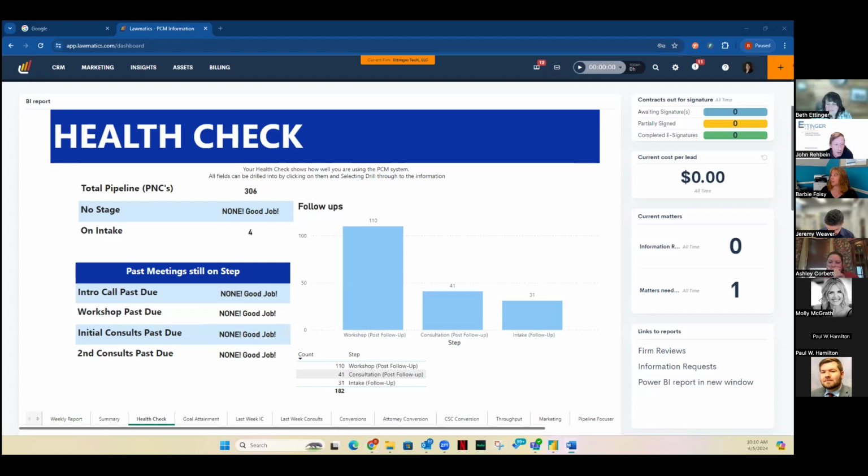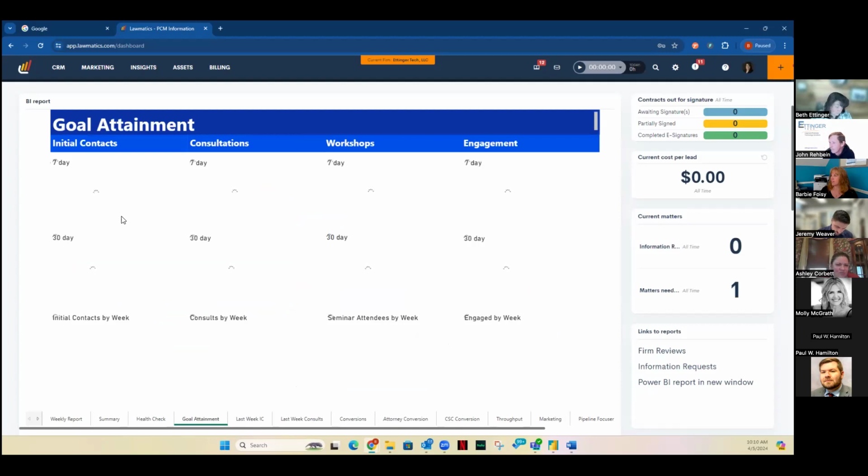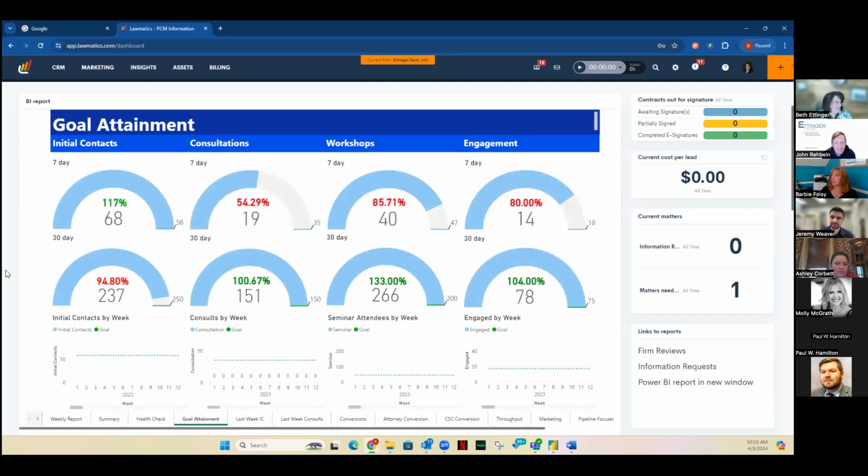So let's go on to goal attainments. And let's see how our goals are lining up. Sorry, I'm a little laggy. No, you're good. So Beth, you did awesome preparing this data. If you'll just go over it with us real quick.